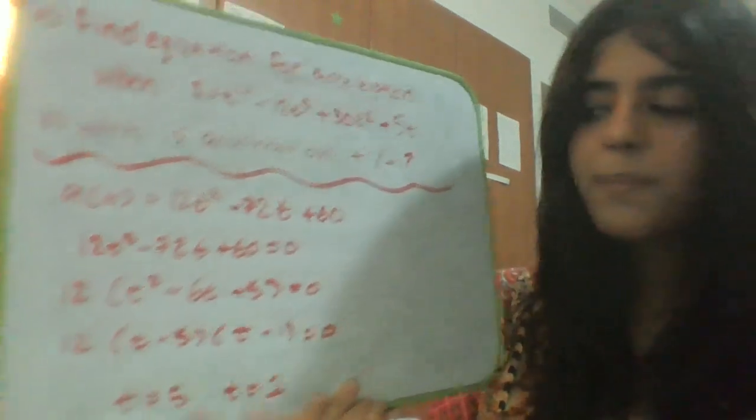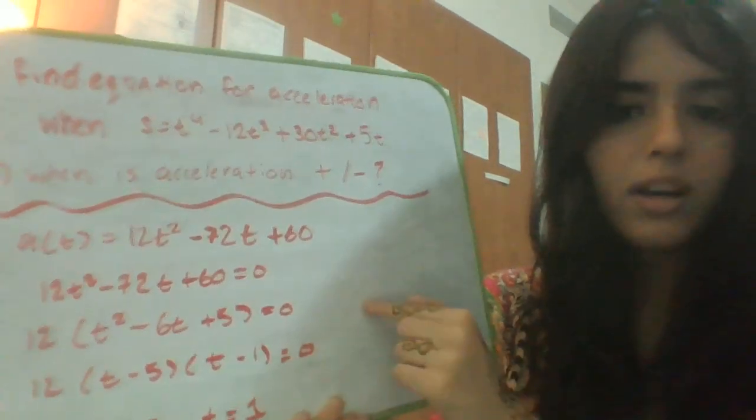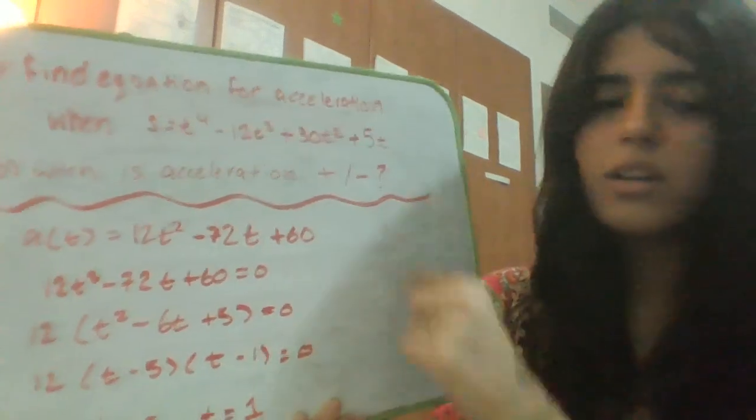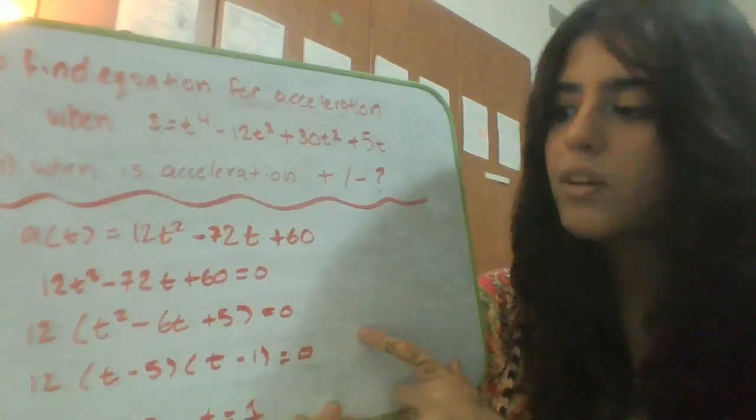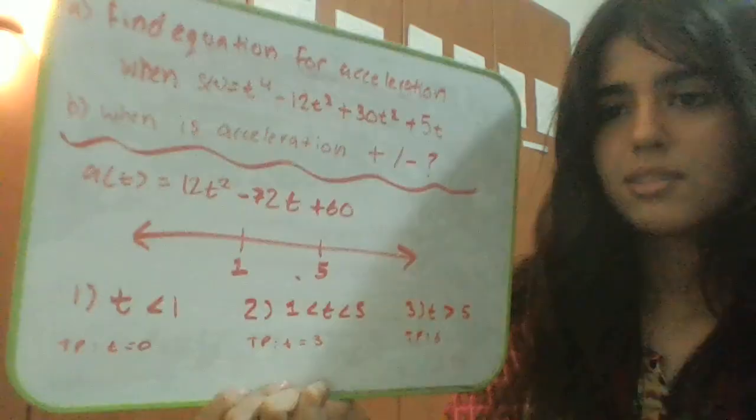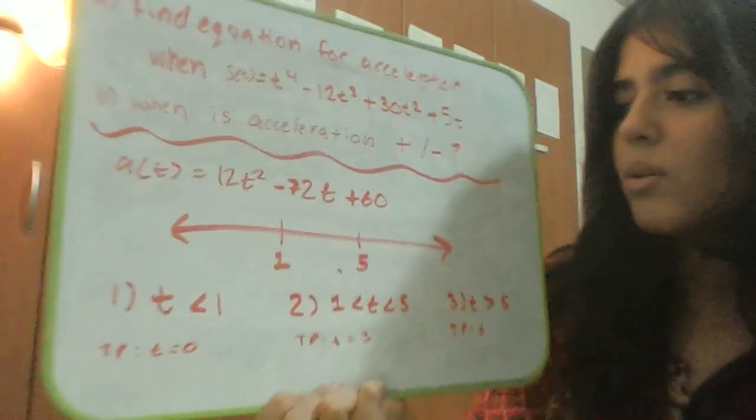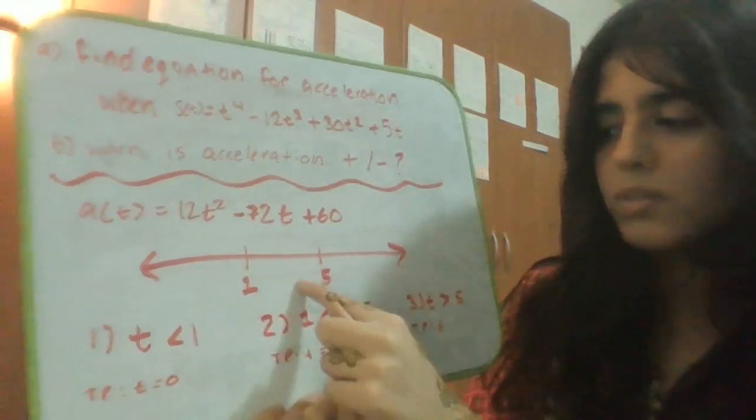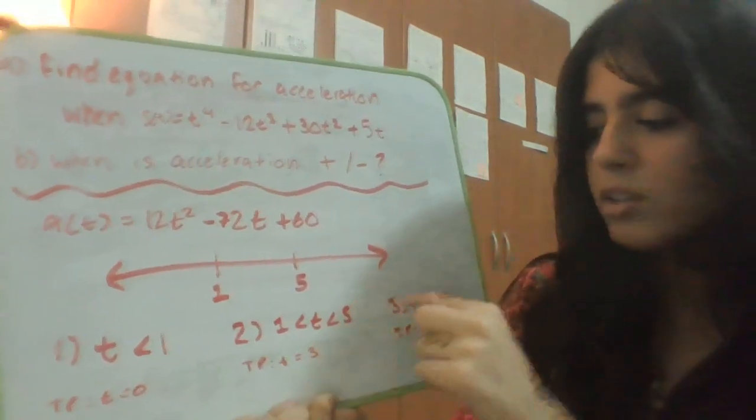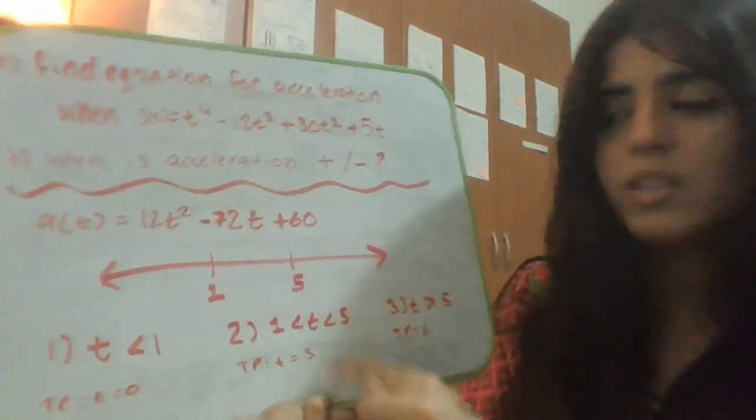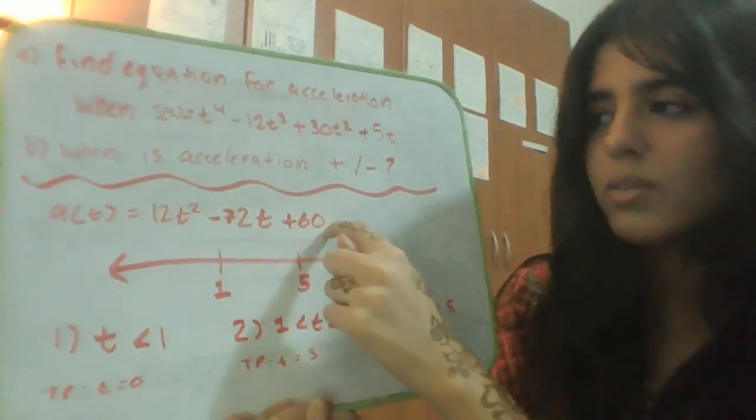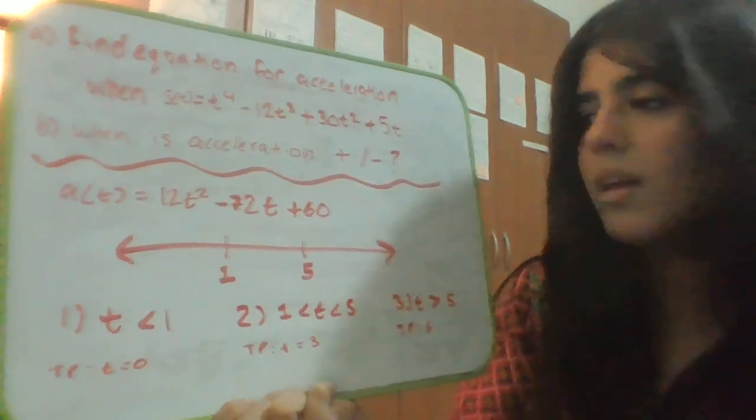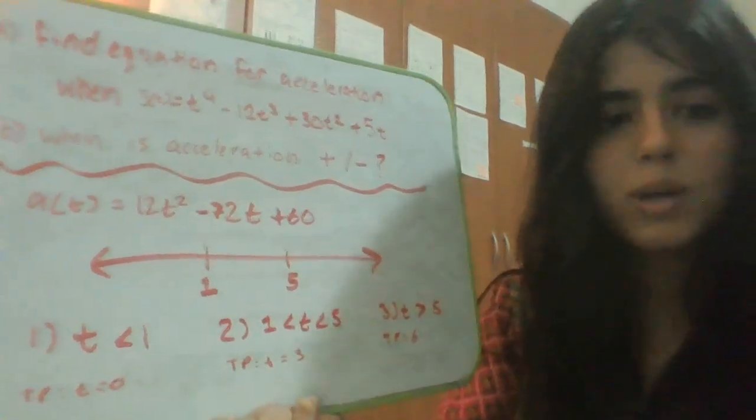Now you're going to put this on a number line and use the intervals to check where the acceleration is positive and negative. I'll write it out. When we found that t equals 1 and t equals 5, you're going to take three intervals and take test points and plug them back into the equation of acceleration. If those values turn out to be positive or negative, that means that interval is positive or negative.